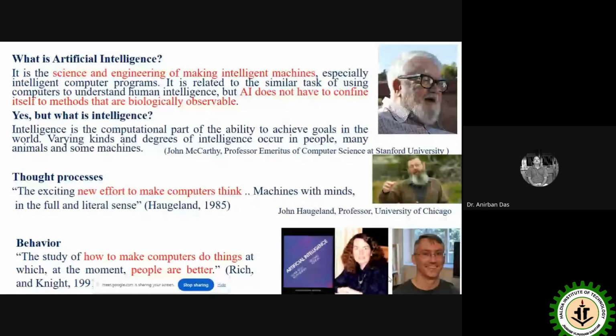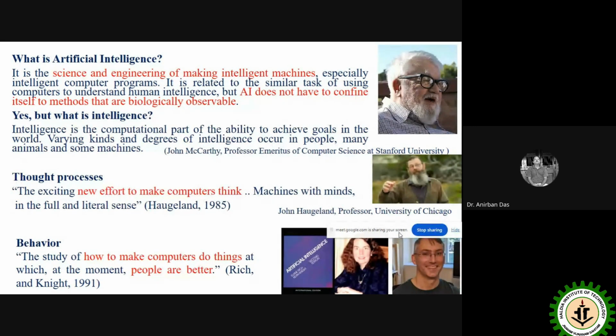Exciting effort to make the computers think, that is said by Elaine Rich and Kevin Knight. That is one very popular book. All of you, once upon a time, any person who has come across this particular book, right? It says the study of how to make computers do things at which, at the moment, people are better.